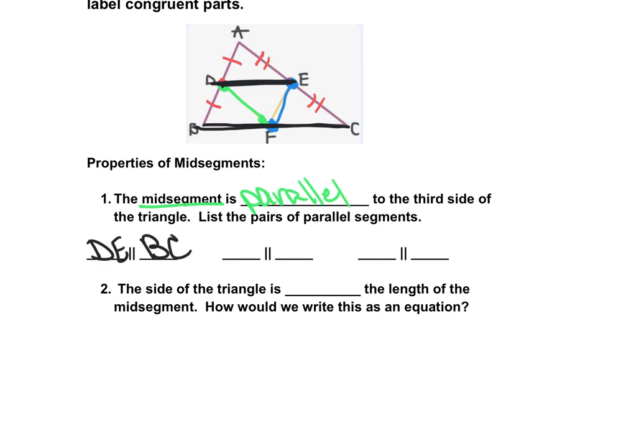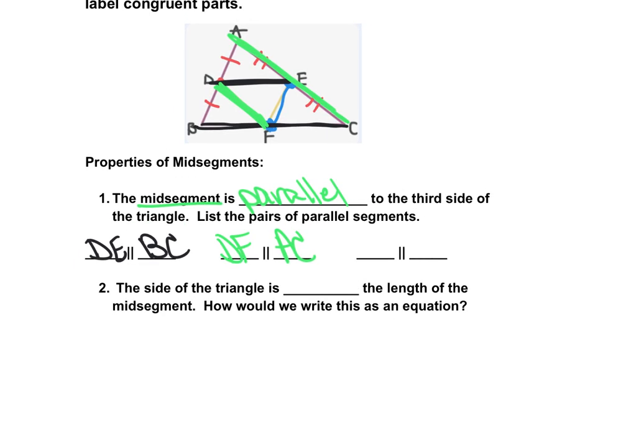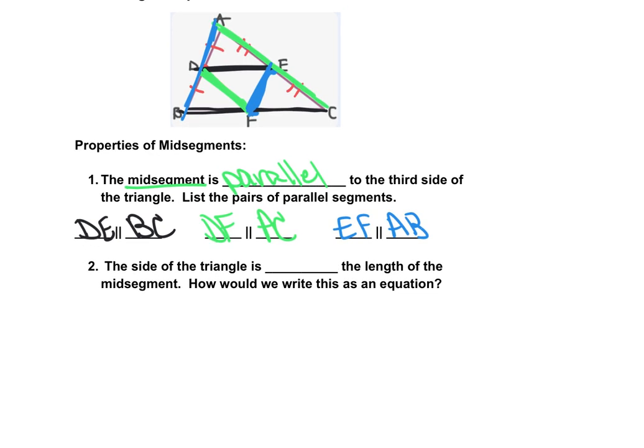And similarly, DF, that midsegment, would be parallel to side AC. And finally, in blue here, we would have midsegment EF, and EF would be parallel to AB. Okay, that's one of the properties, about being parallel.